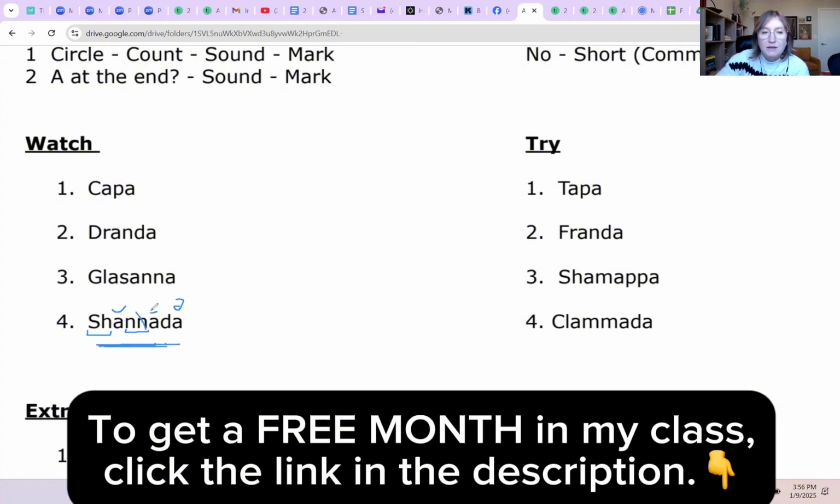Before we do yours, in your mind, what would that word say if there was only one N? Just answer in your mind, what would that word say if there was only one N? If there was only one N, then that A is forced to make its long sound because there's a vowel in the next 1 or 2 spots. So that word would say Shanada. Okay, let's try yours number 4 over here. Go ahead.